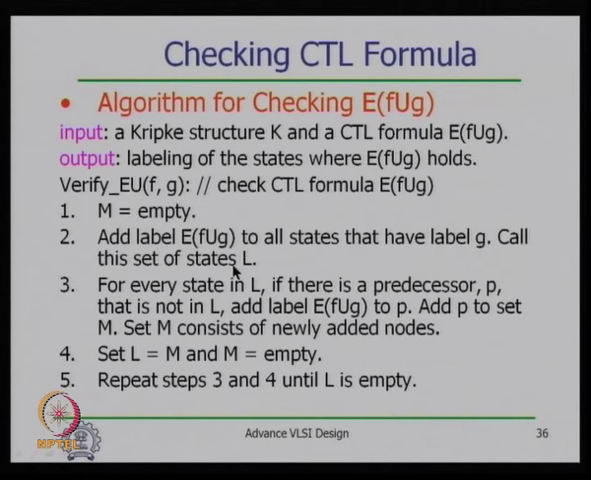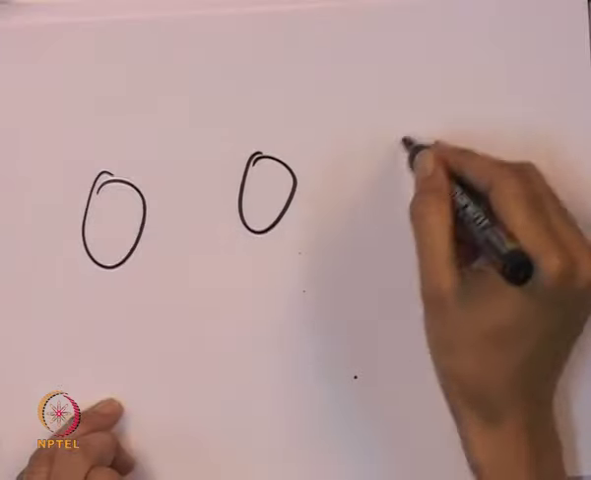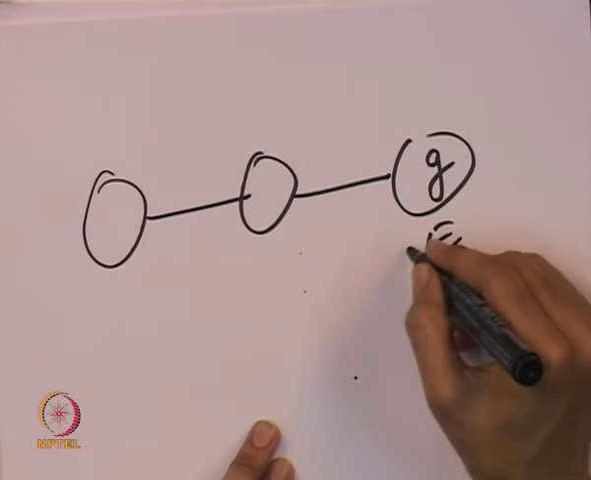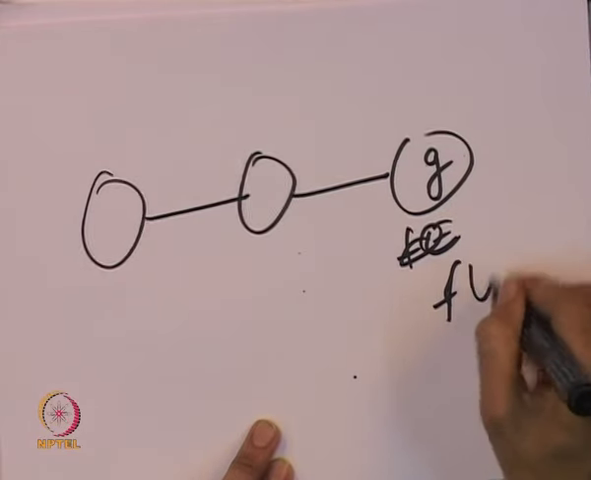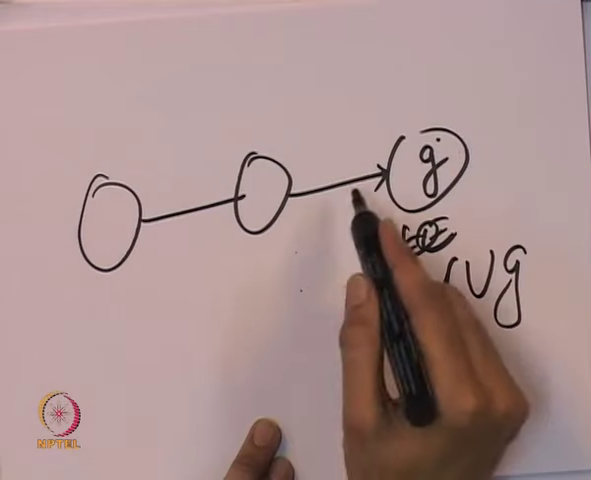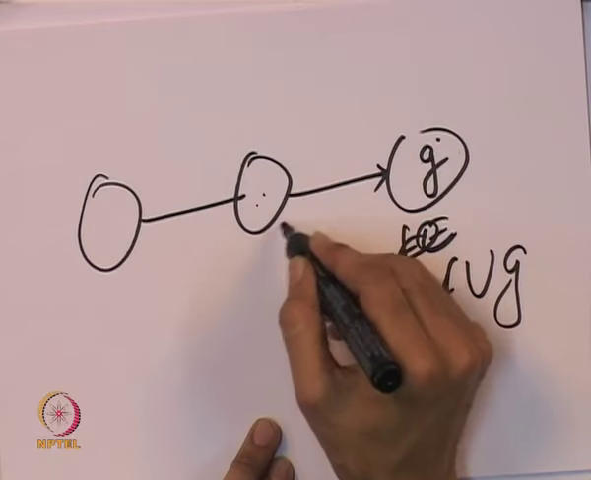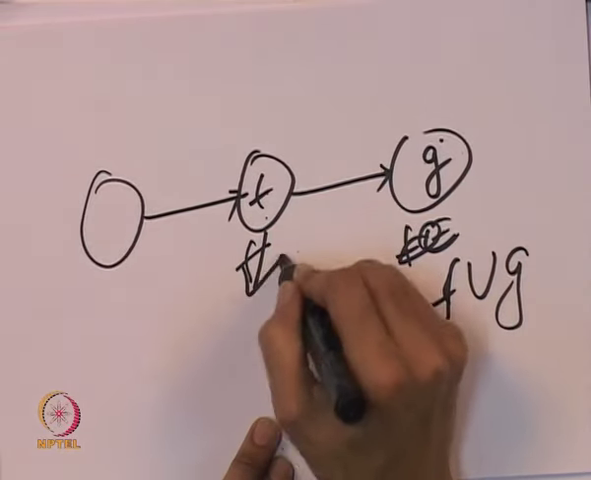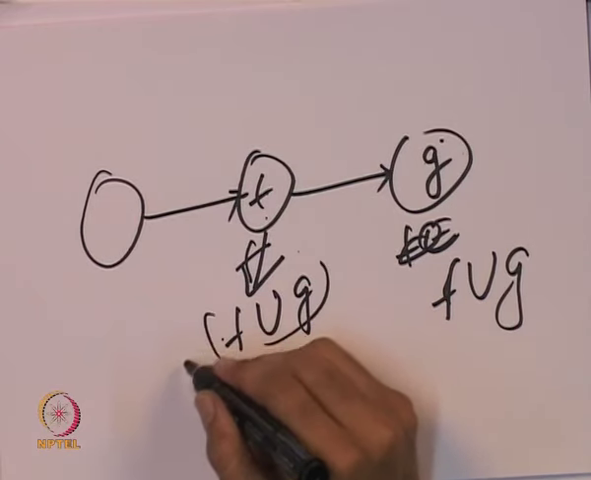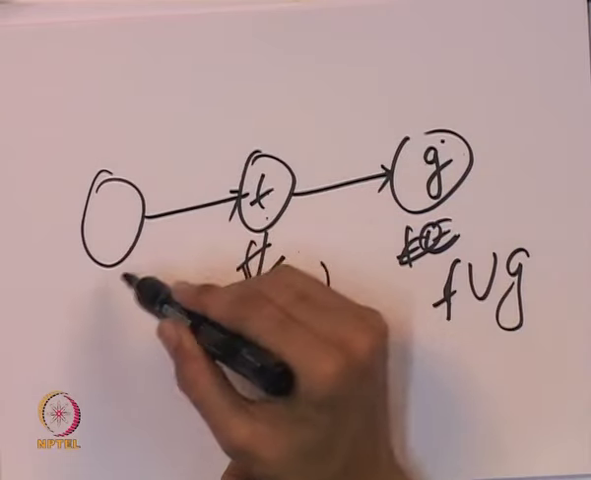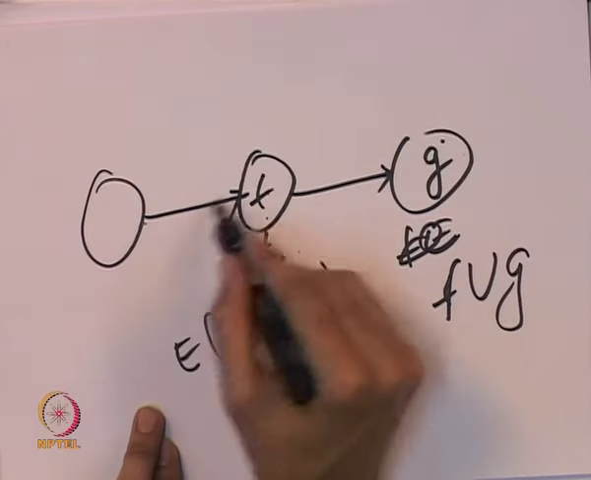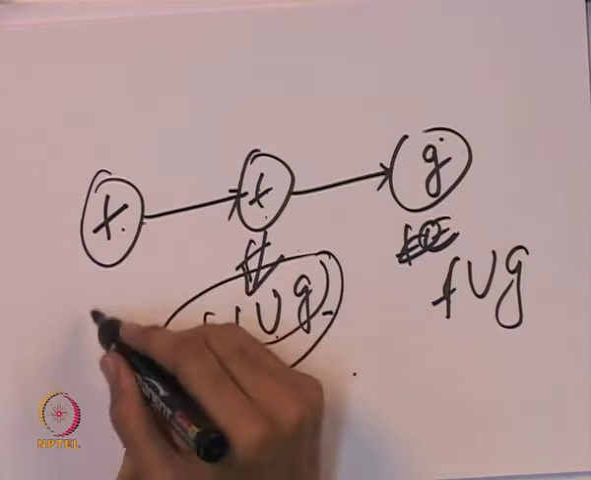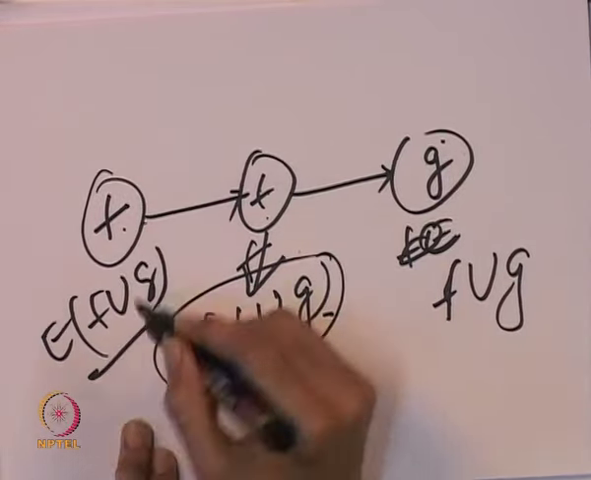Now, that is what I told you, E u of g. E u of g can be referred as, now we look at some state, if g is labeled here, in that case I label f until g in this state. Now, this is universal. So, you look at the previous state, if the previous state is labeled as f, then I can also label this as f until g. And because this is existential, this means we need to check only in one path, so in one of the successors. So, if the next state is labeled as E f u g, and the earlier state also has f, in that case you can also label this as f until g. This way you keep on going.